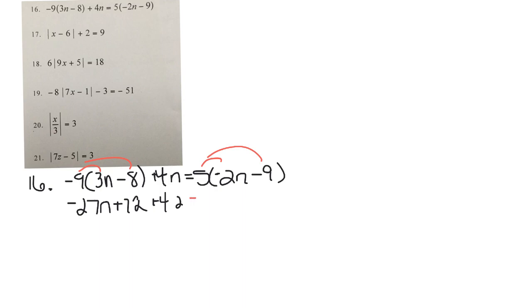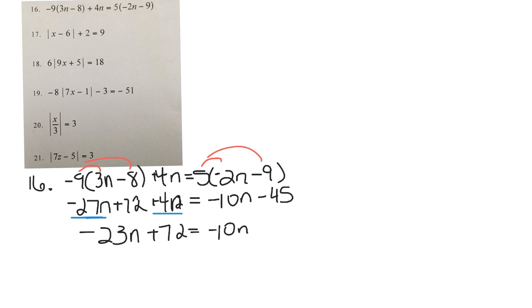And we're going to distribute the 5. 5 times negative 2n is negative 10n minus 45. And we're going to combine our like terms here. We have a negative 27n and a 4n. So that gives me a negative 23n plus 72 equals negative 10n minus 45.